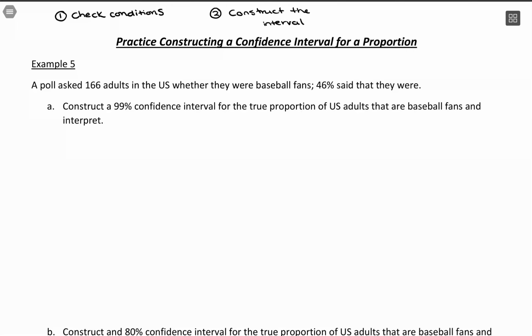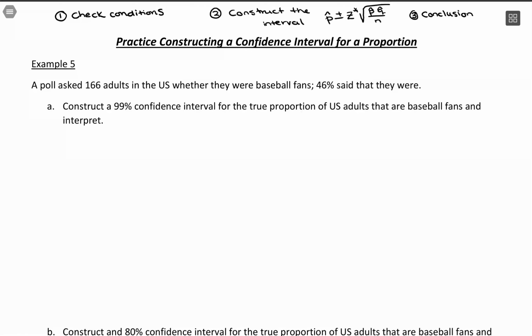So with that, we'll use our formula. So taking our sample proportion plus or minus critical z-score times the square root of p hat times q hat over n. And then our last step is to make a conclusion.